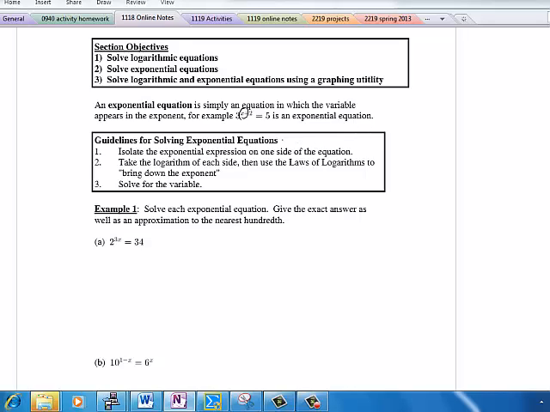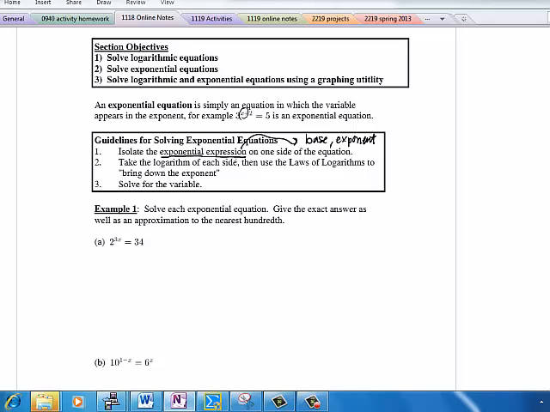When we're trying to solve exponential equations, we try, if we can, to isolate the exponential expression, the base and the exponent, on one side of the equation. So when we say exponential expression, that includes the base and the exponent. Try to get that on one side of the equation. That's not always possible. We'll look at several cases in which that's not possible, but if it is, that's where you want to start.